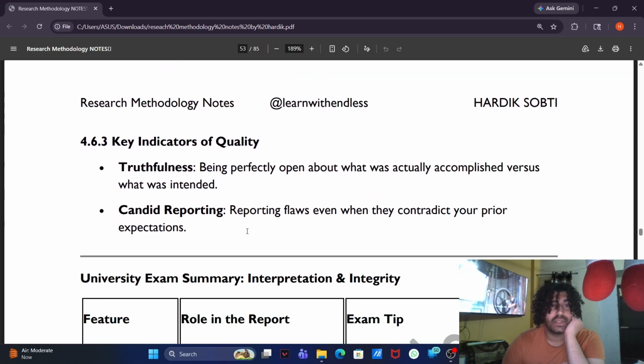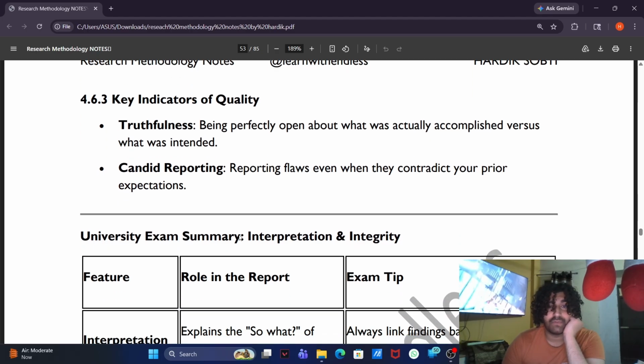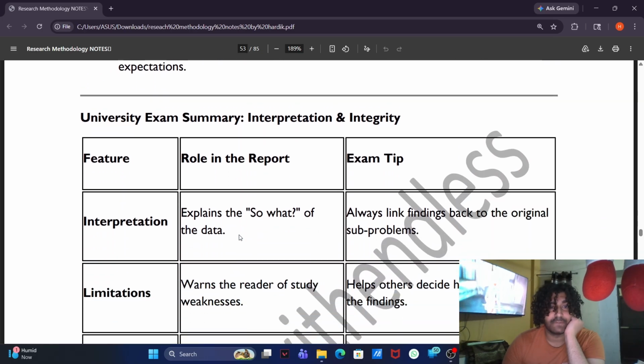Next subtopic, key indicators of quality. Truthfulness: being perfectly open about what was actually accomplished versus what was intended. Candid reporting: reporting flaws even when they contradict your prior expectations.